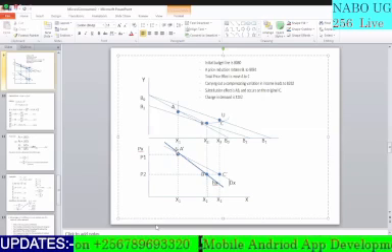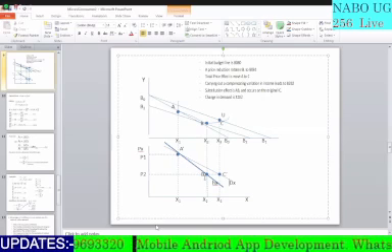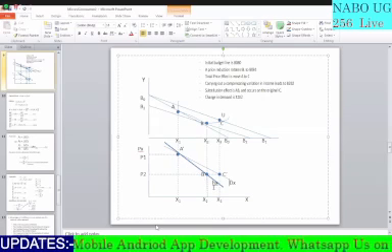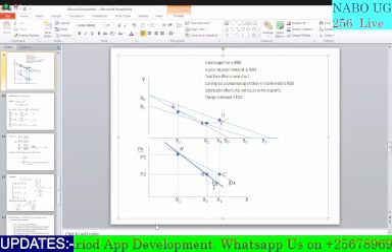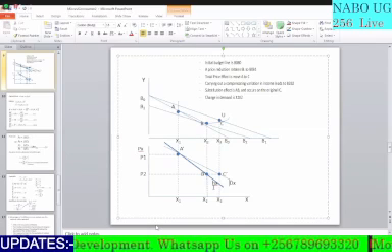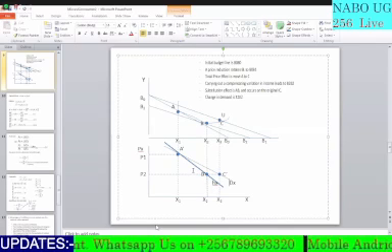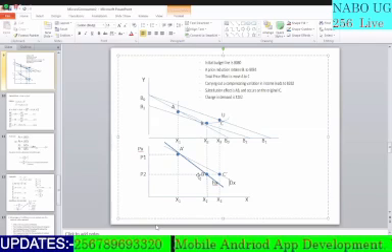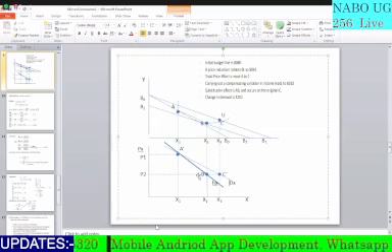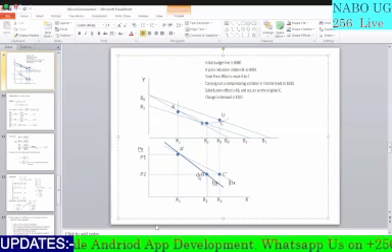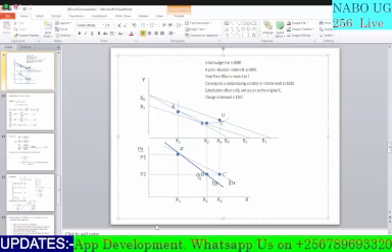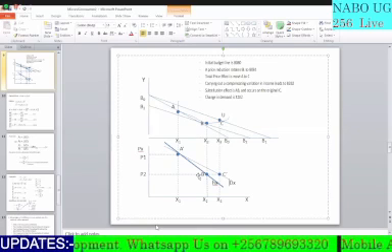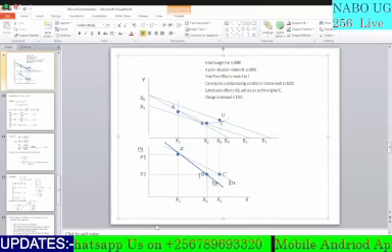Now, when you join A prime and B prime, you get what we call the compensated demand curve. So that's the difference. You can see the compensated demand curve is steeper than the Marshallian demand curve because the compensated demand curve only has a substitution effect. It does not have an income effect.